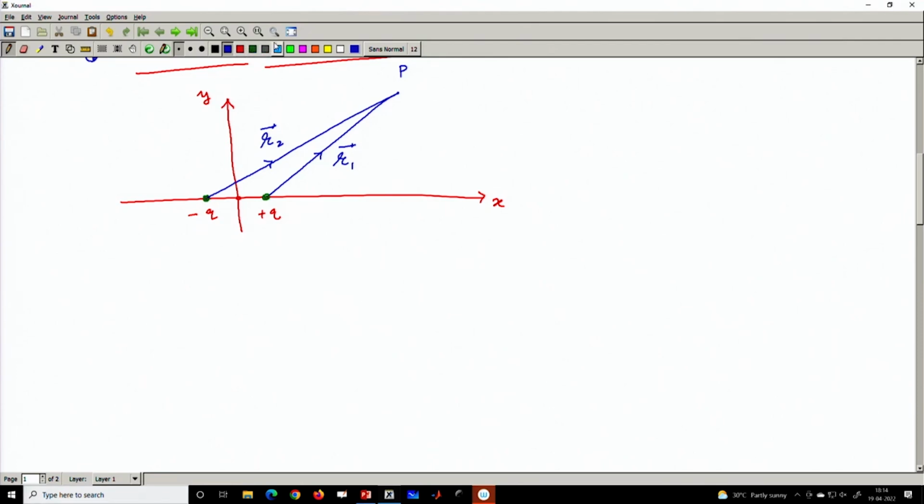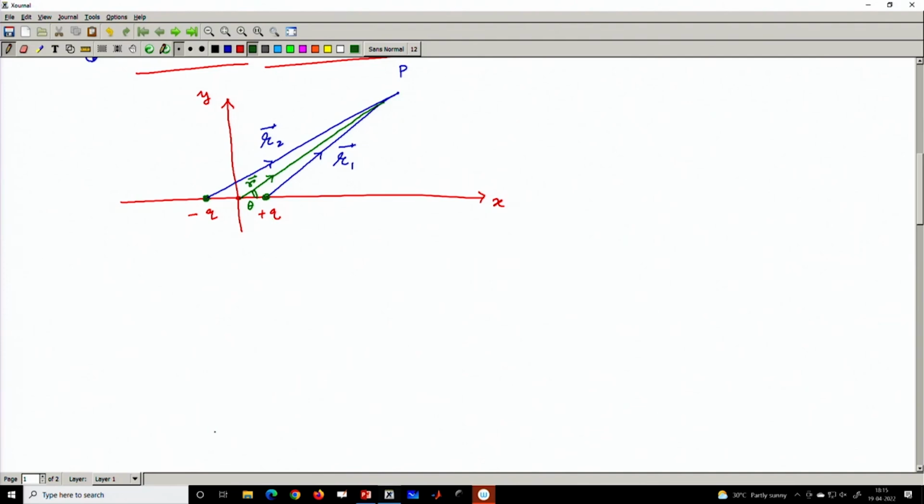But I can also draw another line here which gives me the position of P from the origin, and say this value is my R, making an angle, say theta, here. So, this is the standard structure. We have a dipole sitting over the x axis and we try to find out the potential at point P. How do we calculate that?